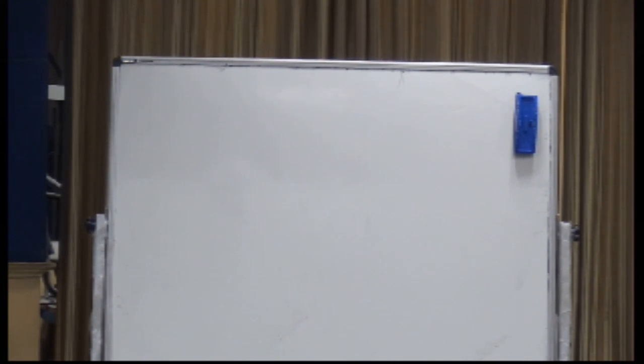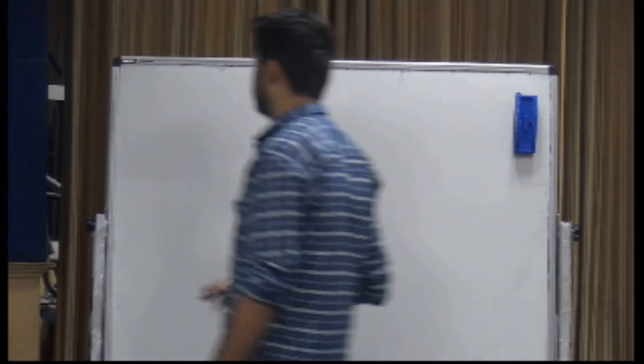So how will you find the equation of normal? Finding the slope: the multiplication of the slopes of tangent and normal will be minus 1. Yeah, the slopes of tangent and normal will be minus 1, right?